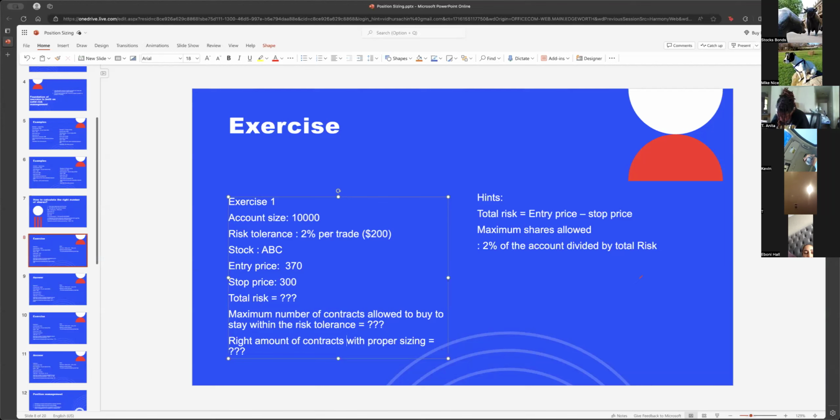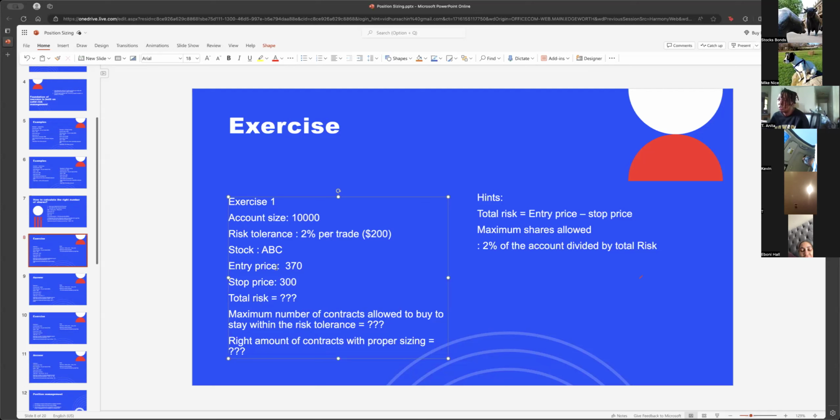Total risk is entry price minus stop price. The total risk is $70. And now 2% of your account is $200. The maximum you can be buying is how much? 200 divided by 70, and if you round it, it's going to give you 2. How did you get 54? The answer is 2. Correct.